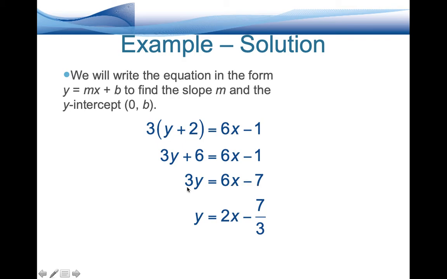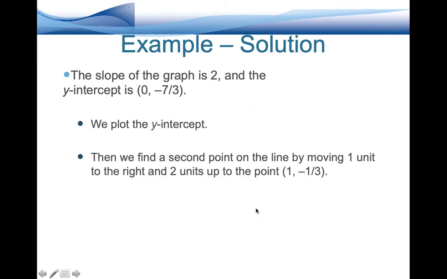Now all I do is divide both sides by 3 because I want y equals something. So 3y divided by 3 gives me just y. 6x divided by 3 will give you 2x. Negative 7 divided by 3 is negative 7 over 3. The slope of the graph is 2 and the y-intercept is now (0, negative 7 over 3).